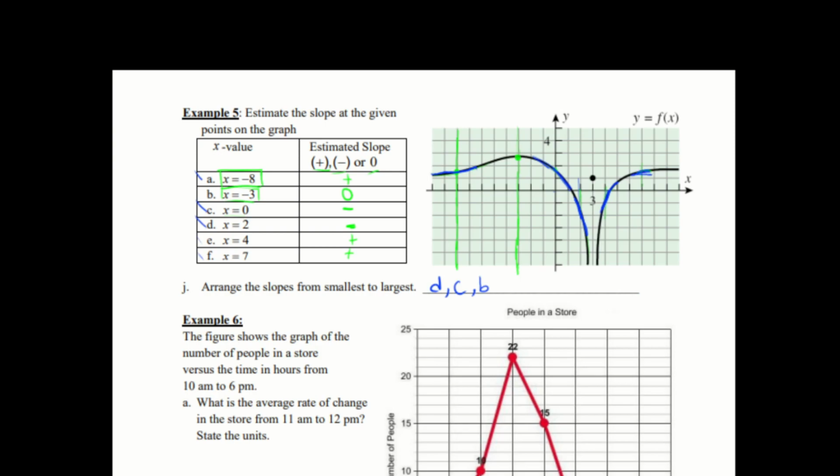You could tell that F, if you move it a little bit left and a little bit right, is less steep than the other two, right? So we're going to write F here, and then the next one is going to be x equals -8. It's not very steep. And then the steepest one would be E at x equals 4. And that's how we arrange those slopes from smallest to largest.